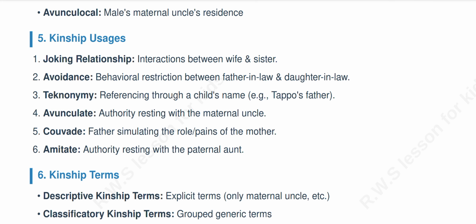Now let's move on to the kinship usages. Now first one is joking relationship, interaction between wife. It's not wife and sister, you can correct it. This is basically the interaction between a husband and his wife's sister.